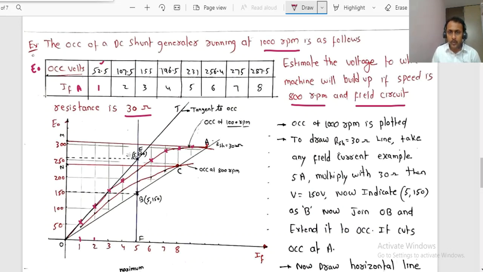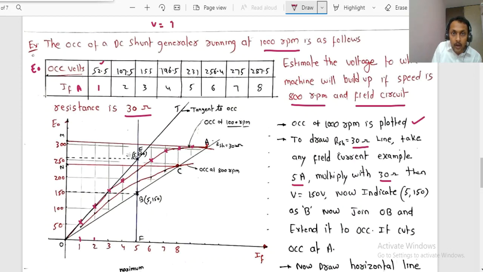Now that is plotted, he has specified to draw the RSH equals 30 ohms line. What we have to do is indicate the line which represents the field resistance. The slope of that line should indicate the field resistance, RSH equals 30 ohms. For that, take any field current, for example 5 amps chosen randomly, and multiply it with the resistance. From the basics we know V equals IR.